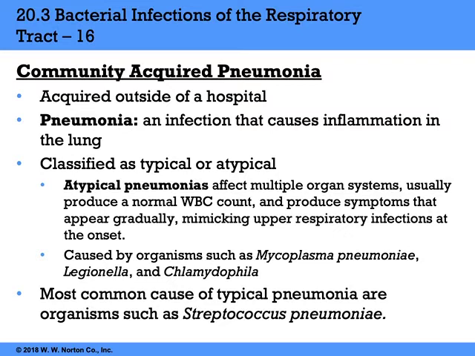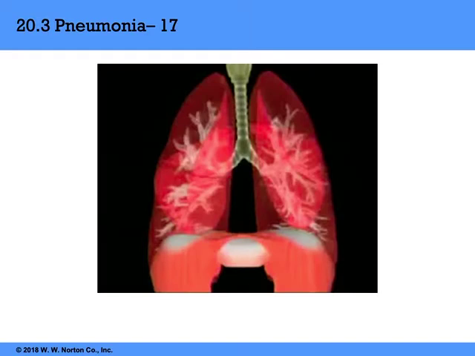They can be caused by mycoplasma, legionella, or chlamydophila. These are all bacteria, right? The most common cause of typical pneumonia are organisms like strep pneumonia. So let's take a look at pneumonia.